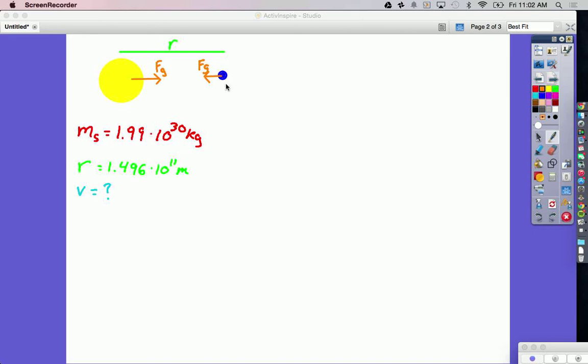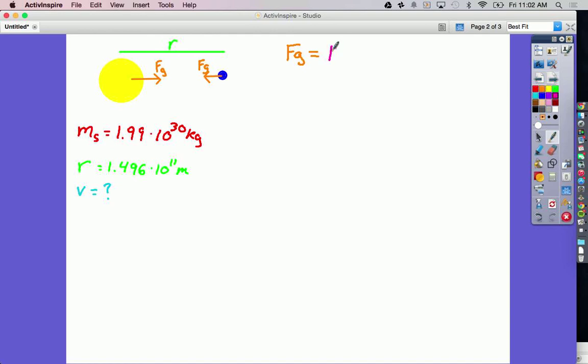Now, the Earth is in orbit around the Sun, so it's moving in circular motion. And the force holding it in place in circular motion is the force of gravity. So the force of gravity is our centripetal force. And I'm going to use Newton's law of universal gravitation, which is big G, mass of the Sun, which I'll put in red because yellow is very tough to see, times the mass of the Earth, divided by the distance between them squared.